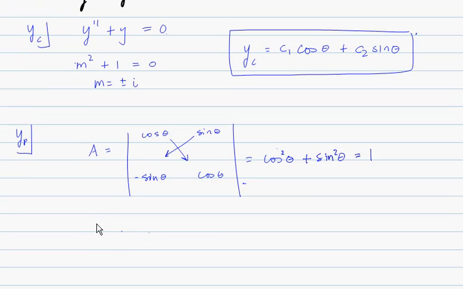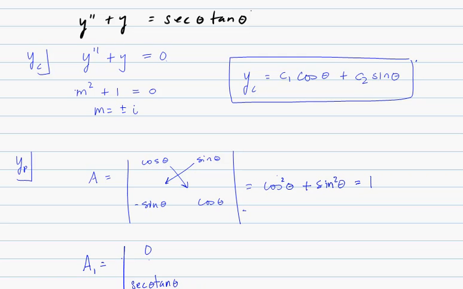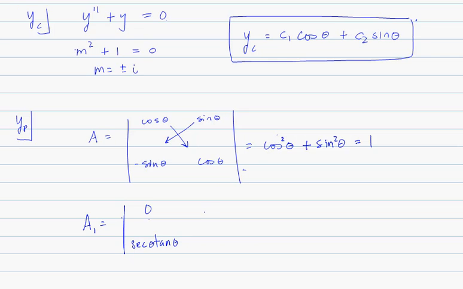And the next matrix is going to be A1. And for that, I'm going to substitute into the first column 0, and then secant theta tangent theta. That is exactly the function that was right here, at the right-hand side. And then the other side is the same as the matrix A, so sine theta, cosine theta. So I get 0 times cosine theta minus sine theta times secant theta tangent theta.